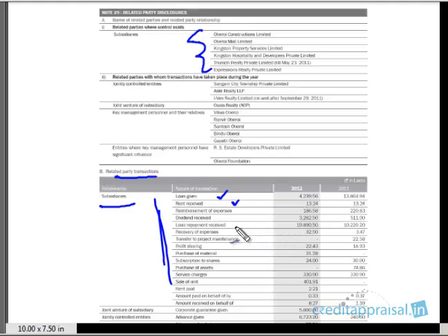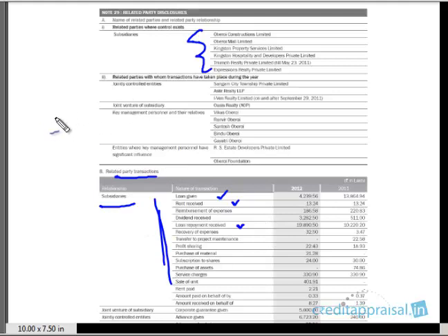What is the biggest amount? Loan repayment receipts. Earlier it looks as if this company extended some loans to the subsidiaries, and now the loan repayment was received. This is a huge amount, close to 200 crores. So what you have to look into here is: are these transactions having any negative impact? Do they have any adverse impact on the financials of this company?